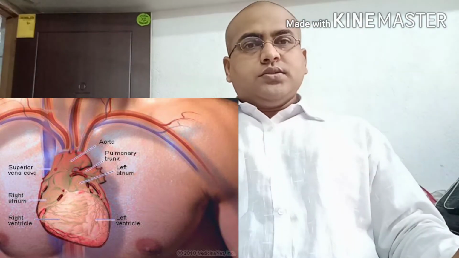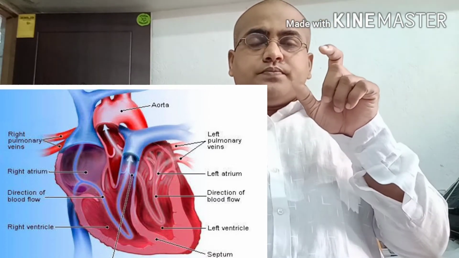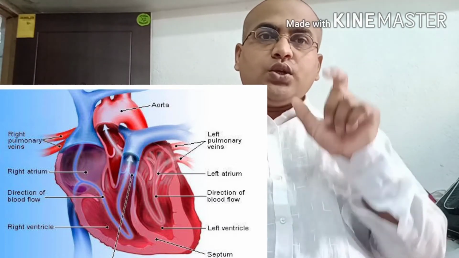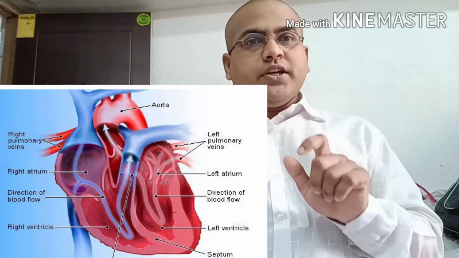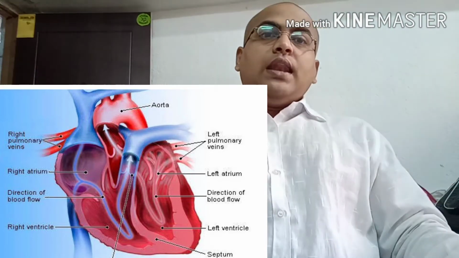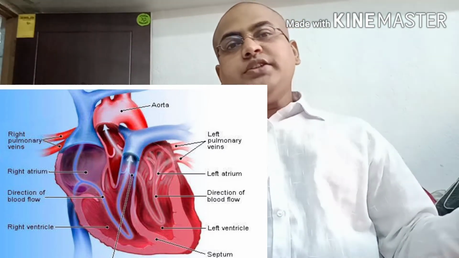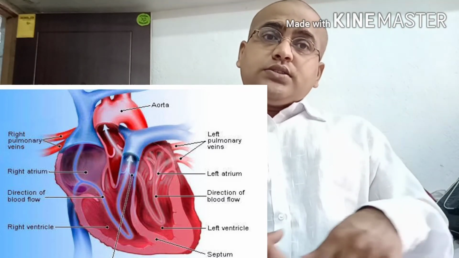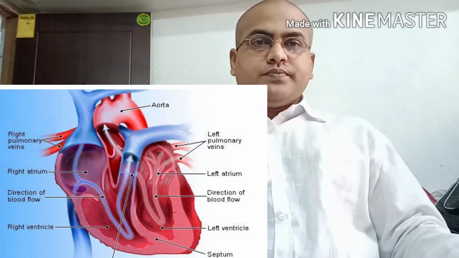From the lungs, the pulmonary vein carries the oxygenated blood. As I told you, the pulmonary vein is a vein which always carries oxygenated blood. This vein carries blood from the lungs to the left auricle, atria or atrium, and then this blood reaches the left ventricle, and from the left ventricle this blood is transported to the different parts of our body.